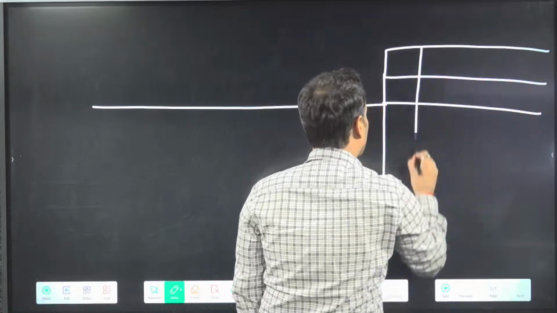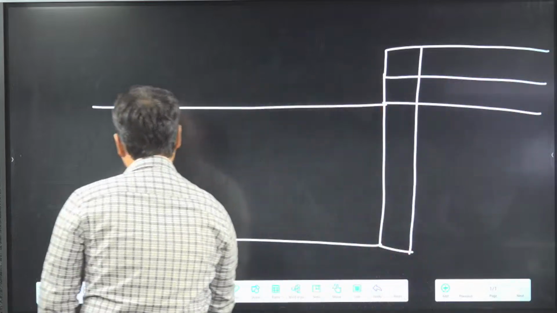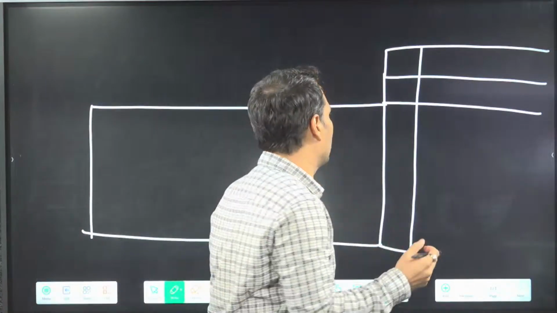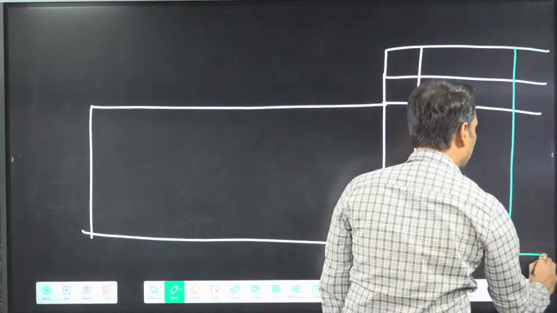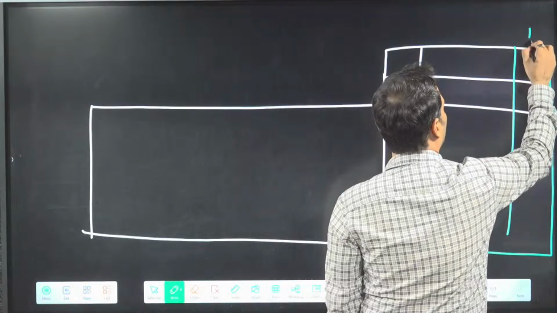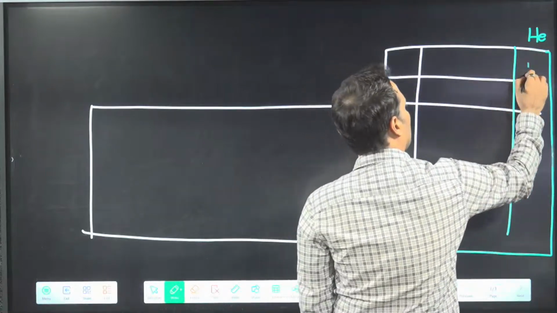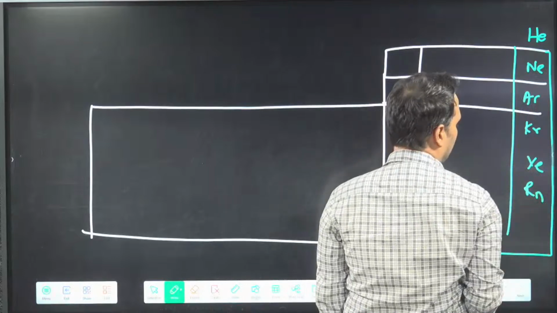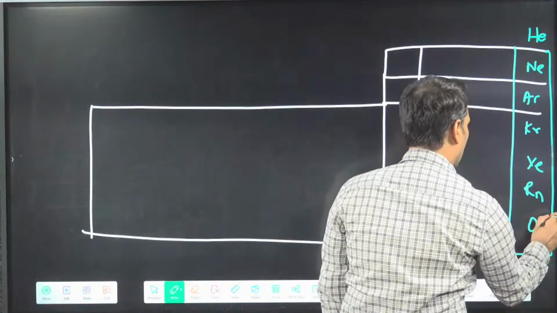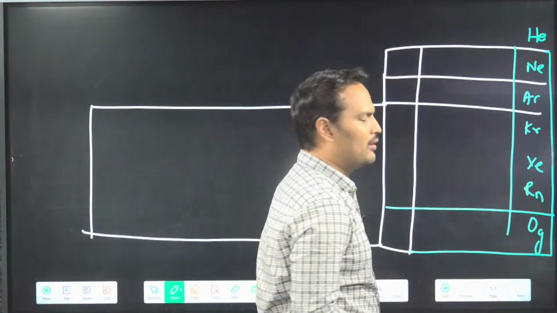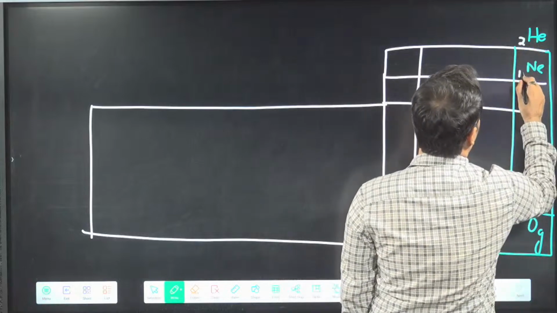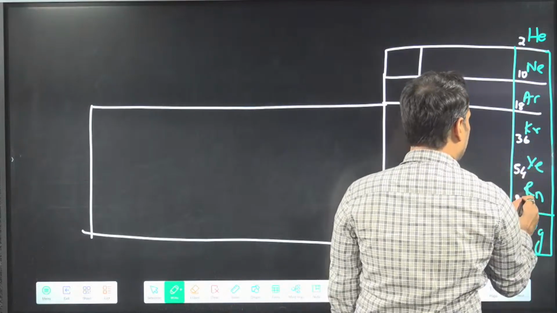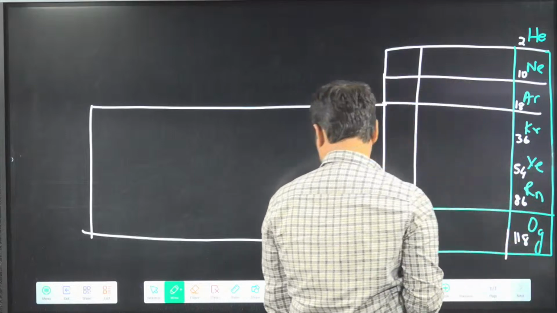What we can do? Listen here. In the periodic table, at regular intervals, we know the atomic number. Everyone knows the atomic numbers of noble gases. Helium, neon, argon, krypton, xenon, radon, then oganesson. What are the atomic numbers? 2, 10, 18, then 36, then 54, then 86, then we have 118.